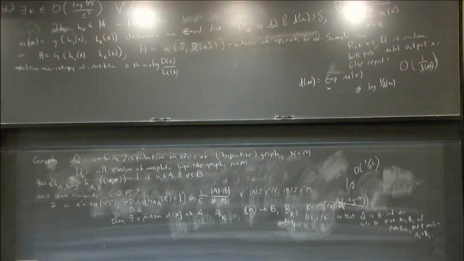Let's call this set B sub epsilon. The span of B sub epsilon has dimension at most 1 over alpha over epsilon squared. So all these big things fit into a small dimensional vector space.